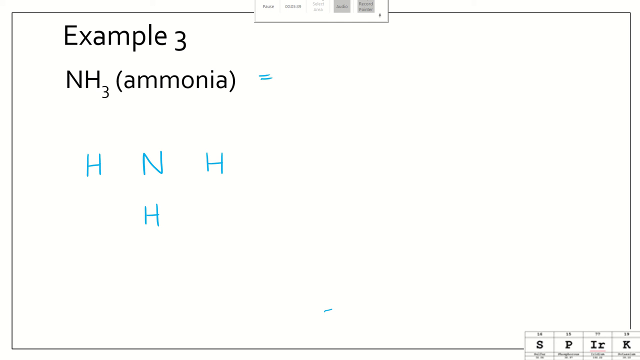I tend to put mine at the bottom. Tally all these up. Nitrogen has 5 valence electrons because it's in group 5. There are 3 hydrogens, and they each have 1 valence electron for a total of 8. Drawing my dashes. That used 2, 4, 6 electrons, because remember, it takes 2 electrons to make a single bond. We have 2 more left over. Typically, the rule says place them around the outer elements, but hydrogen cannot have more than 2 electrons around it. And currently, each hydrogen has 2 electrons around it, because remember that there are 2 in that bond. So they have to go to the central atom.